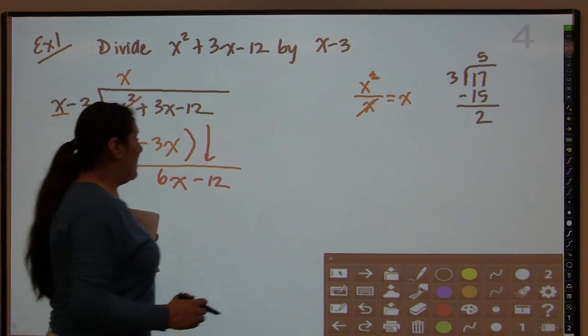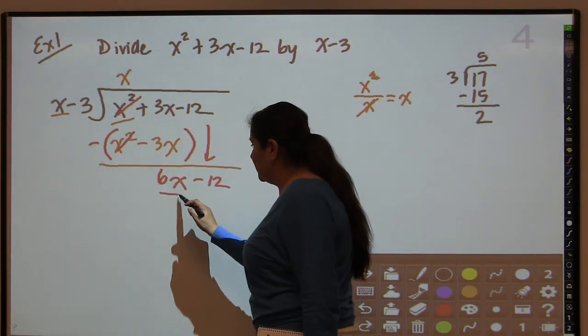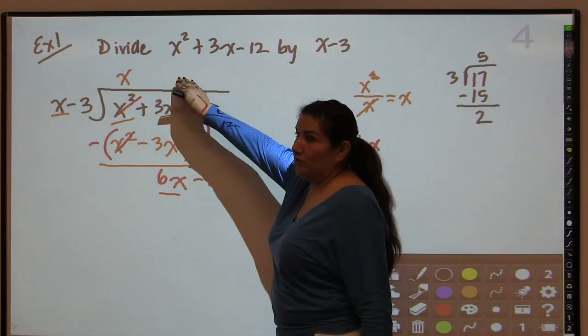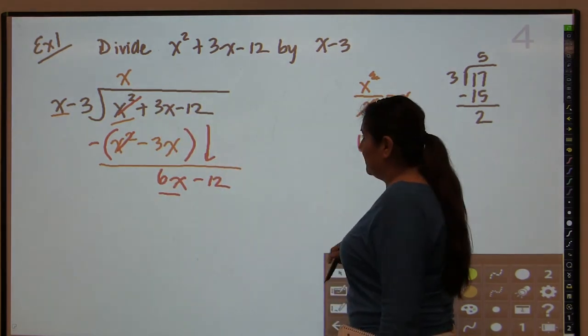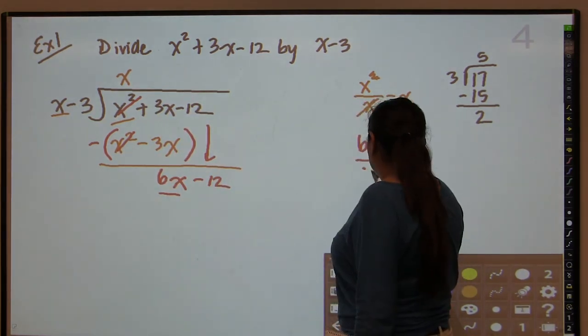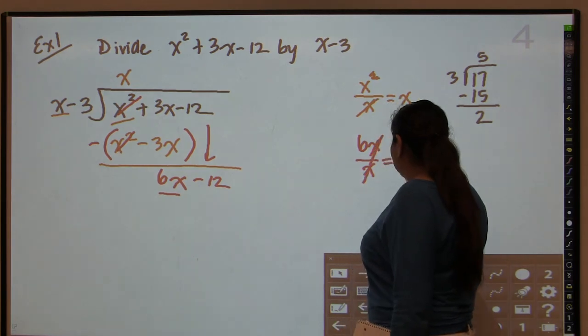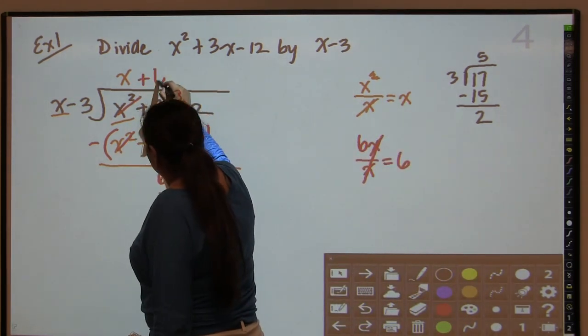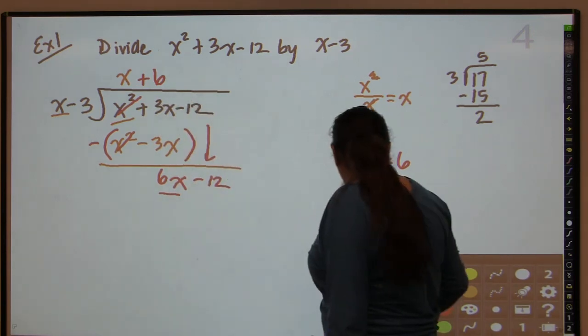So now my leading term is 6x. Again, to determine what goes up here in the quotient, we take 6x and divide it by the x again. And the x's cancel and you get 6. So it's a positive 6. That means I put a plus 6 up here. And then we do the same thing all over again.